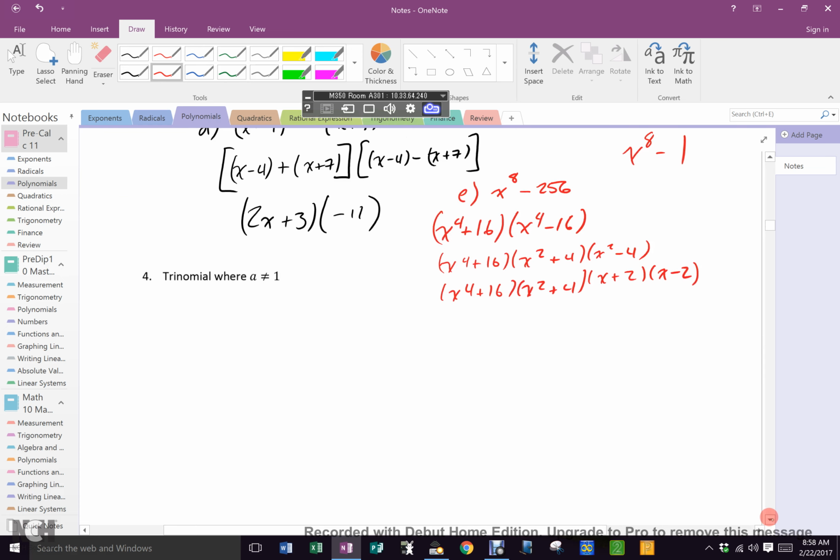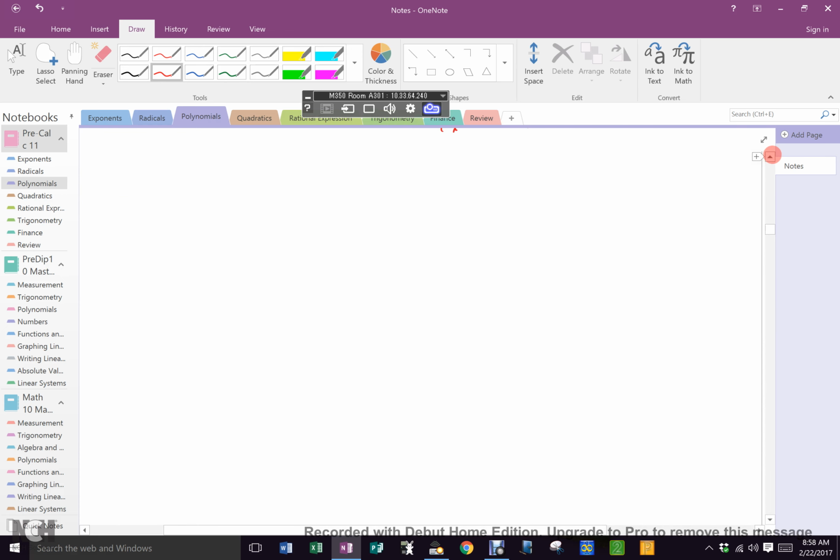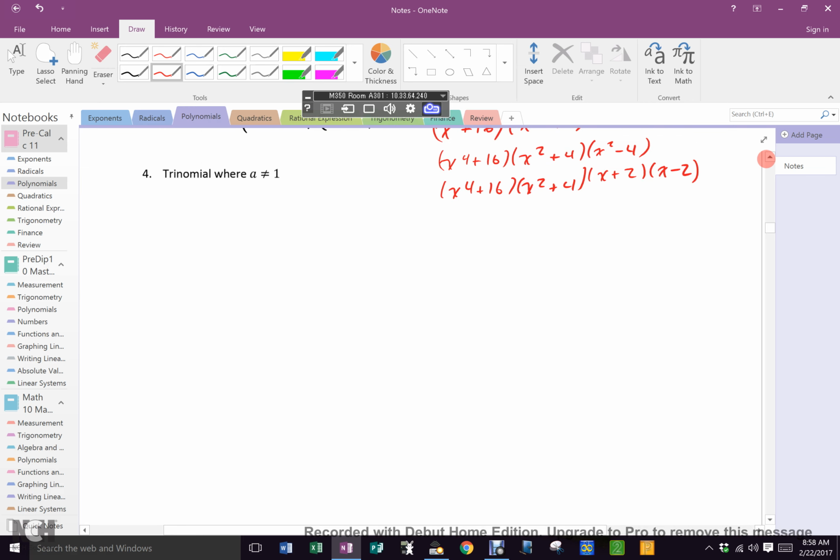All right, now we get to number 4, the one that nobody can do, which is why I have left an entire page. We're going to do one trinomial, we're going to work it all the way through. 3x squared plus 8x plus 4. You cannot GCF that, so you're stuck with the 3, right?